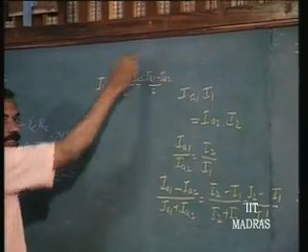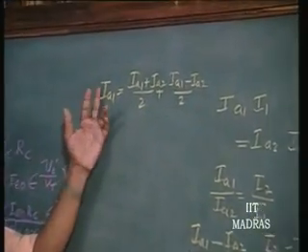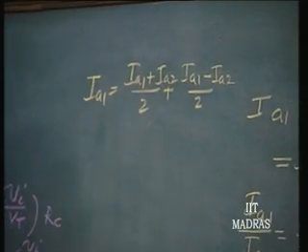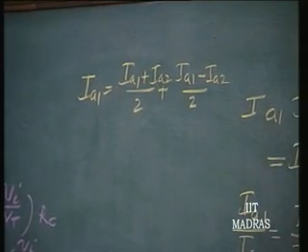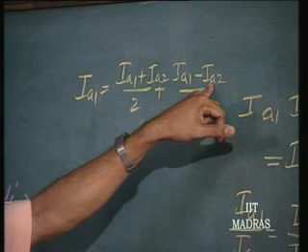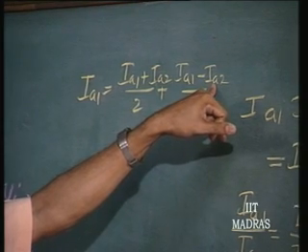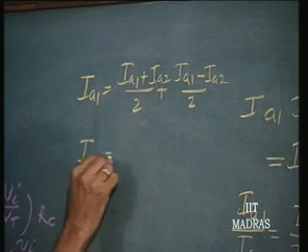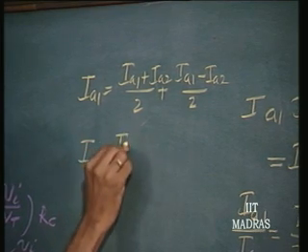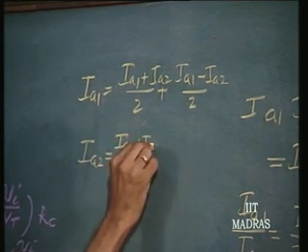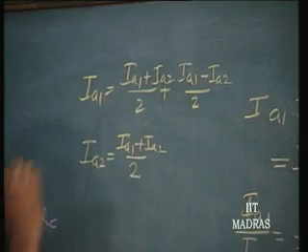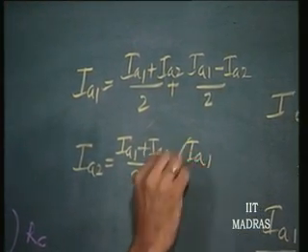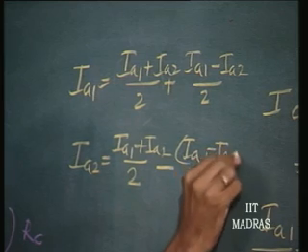This is the differential part. So, any current IA1 can be split up as a common current common to both, plus half of differential part. Similarly, IA2 can be written as same common current IA1 plus IA2 by 2 minus IA1 minus IA2 by 2.